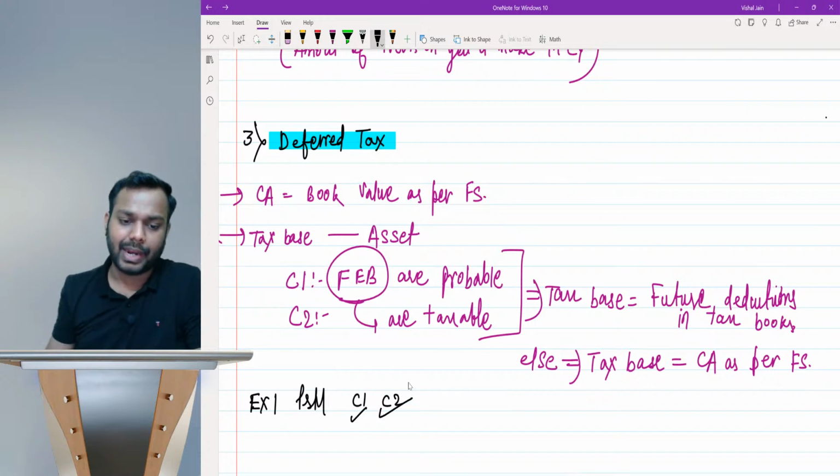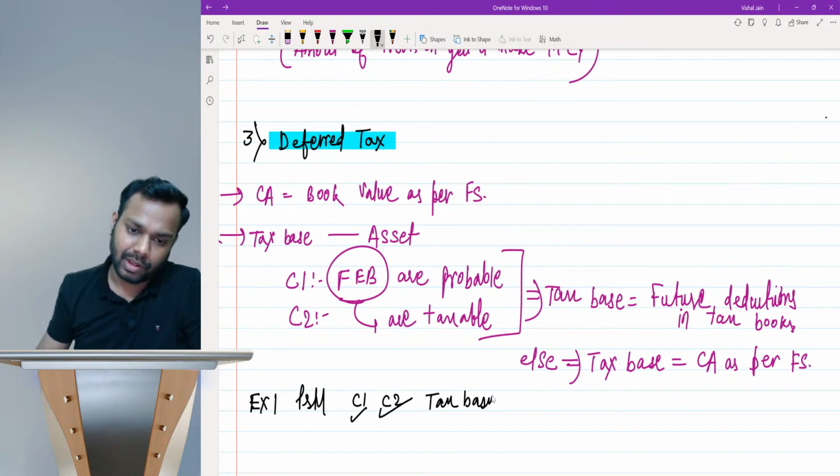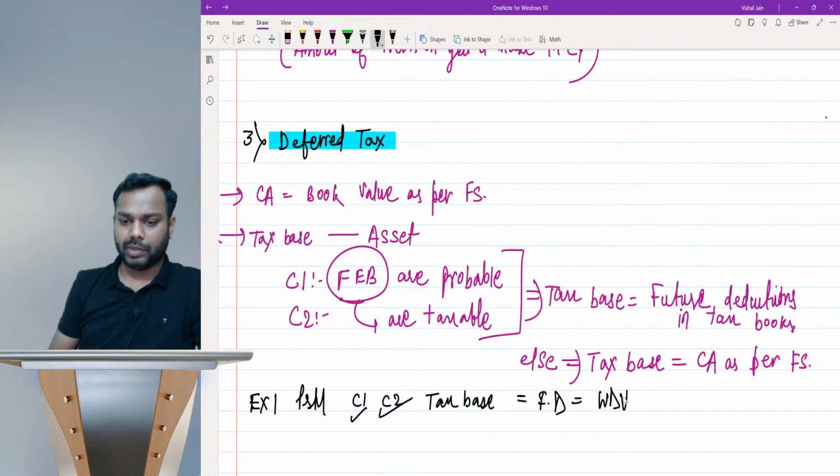Both conditions get satisfied, and hence tax base is equal to future deductions, which is equal to the written down value. Now let me take up example number two.